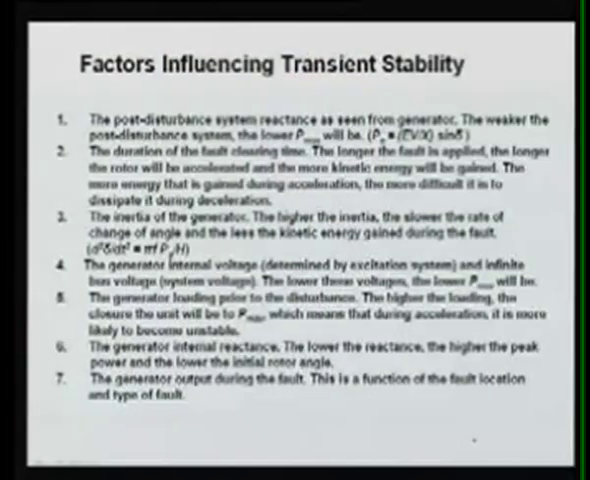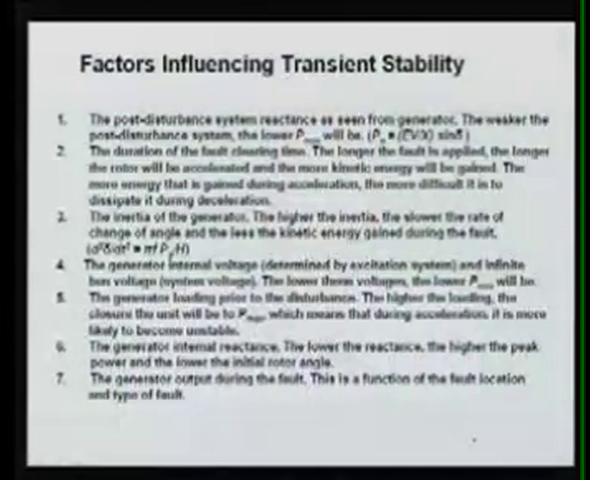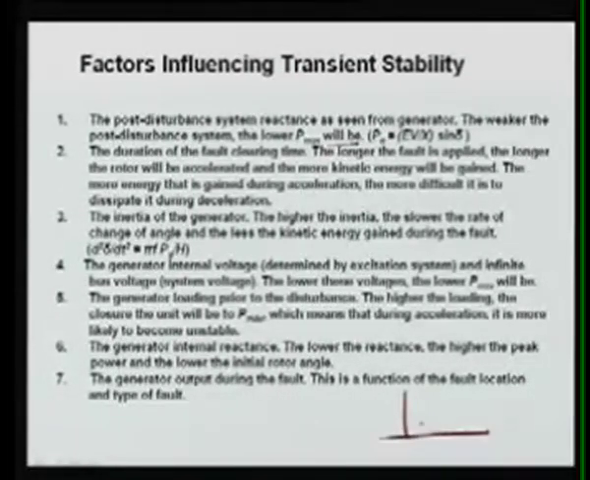So the first factor which influences the transient stability is the post-fault disturbance reactance as seen from the generator. I mean, what will be the impedance seen by the generator. The weaker the post-disturbance system, the lower Pmax will be. We saw in our previous slides the power angle curve, that is your PE, here it is your delta.